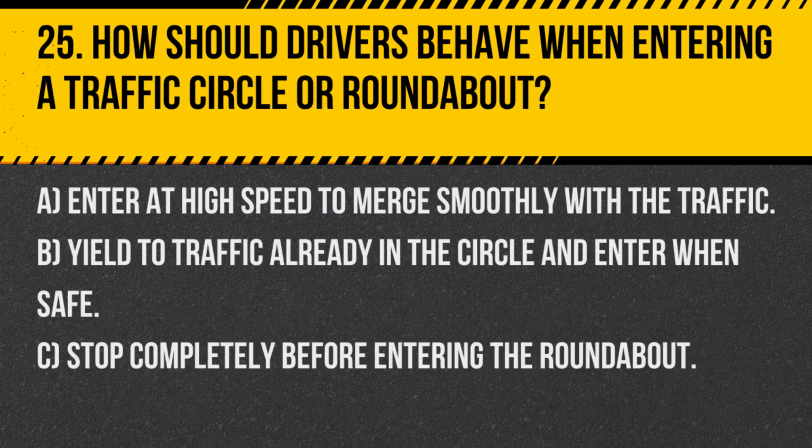Question 25. How should drivers behave when entering a traffic circle or roundabout? A. Enter at high speed to merge smoothly with the traffic. B. Yield to traffic already in the circle and enter when safe. C. Stop completely before entering the roundabout. Answer: B. Yield to traffic already in the circle and enter when safe. This ensures a smooth flow of traffic within the roundabout.